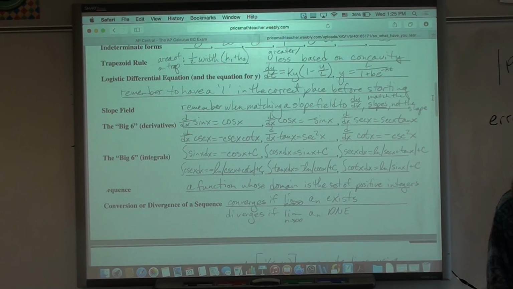So most of the time you match to dy dx, but there was one in one of your packets where it was matching to a y, so just be aware of that.